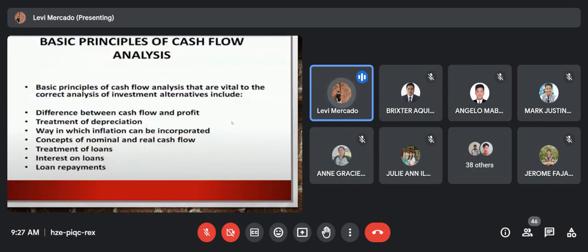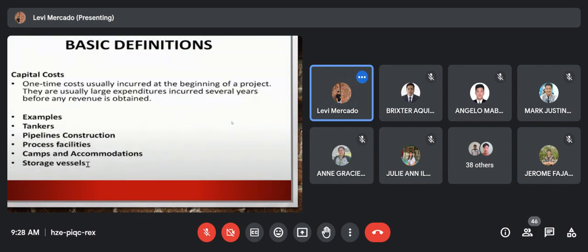Okay, so basic principles of cash flow analysis. Review lang naman to ng engineering economics last sem. So basic principles includes alternatives like difference between cash flow and profit, treatment of depreciation, treatment of loans, interest on loans, and loan repayments. And so concepts on nominal and real cash flow, the way in which inflation can be incorporated. So, balik tayo sa basic definitions.